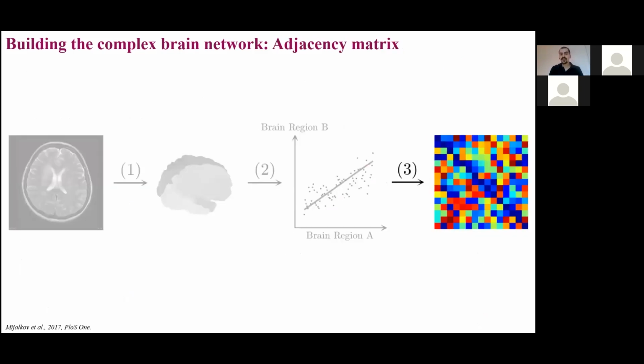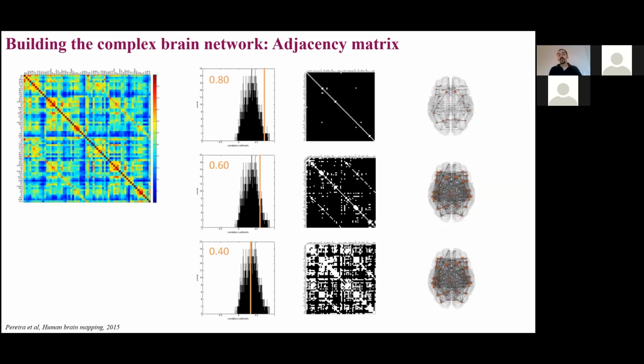So after we have defined the nodes, defined the edges, and performed these pairwise correlations for all pairs of regions, we can collect all pairs and correlations into the adjacency matrix, which is now the network that is representative of our brain. And one thing I would like to mention here is that the adjacency matrix by definition is weighted, because Pearson correlation is a continuous number between -1 and 1.